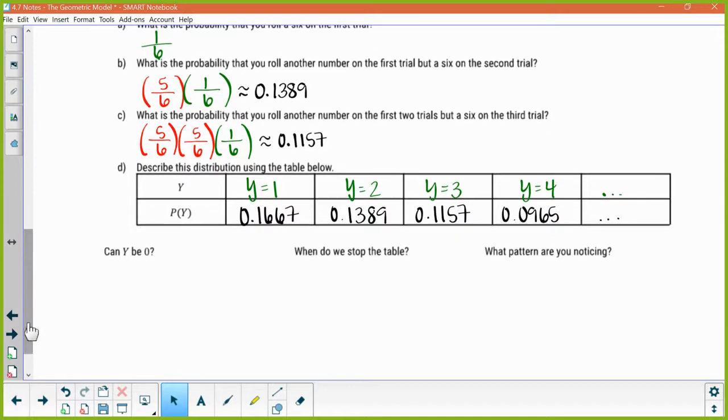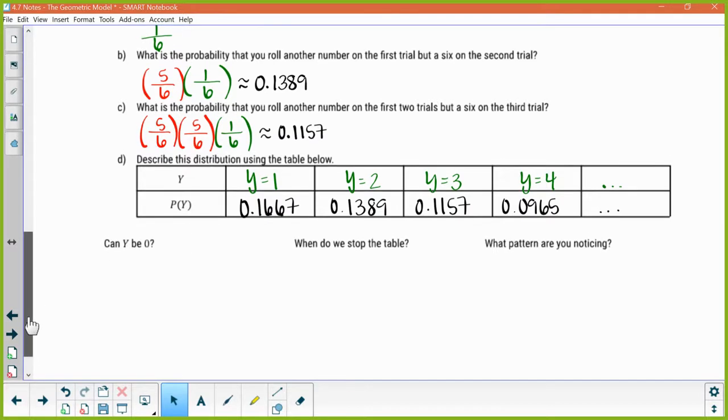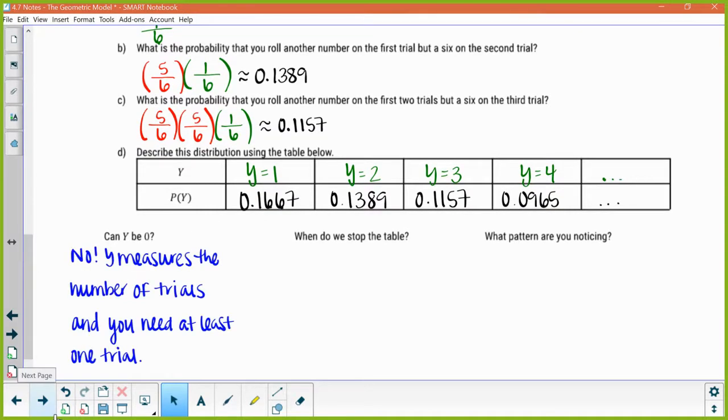So a big difference between geometric and binomial is, can y be 0? We always said with binomial, you're going to start your table at 0 because there is the probability of having no successes in your fixed number of trials. Well, in geometric, that can't happen because y, our random variable, is measuring the number of trials you need, and you're going to need at least one to have a success. So we always start our tables for geometric at y equals 1.